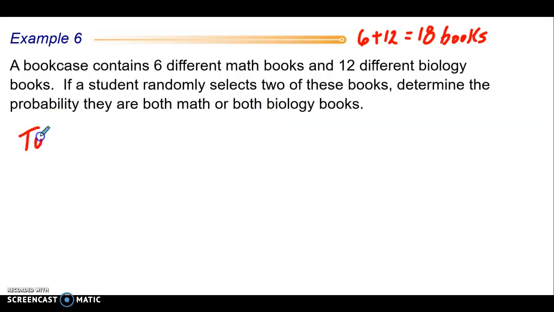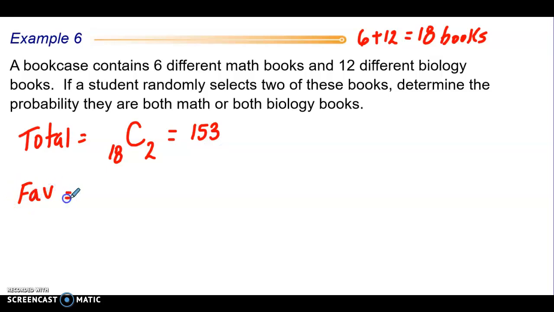We're going to look at our total ways first of all. We have 18 books and we want to select 2 of them. The order in which we select those 2 books does not matter, so this is a combination. 18C2 gives us the total number of ways to select 2 books from 18. There are 153 ways.